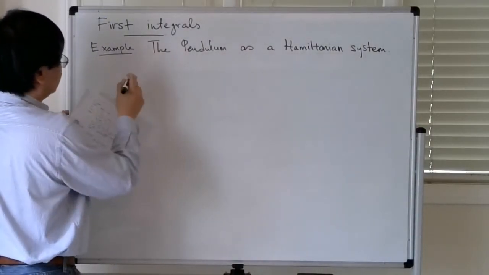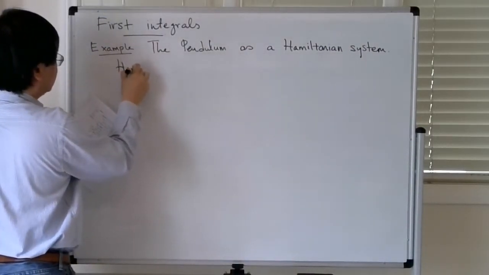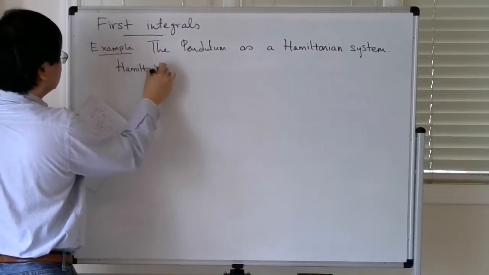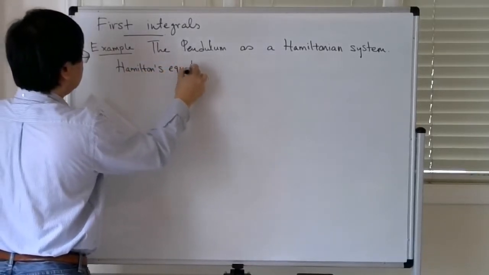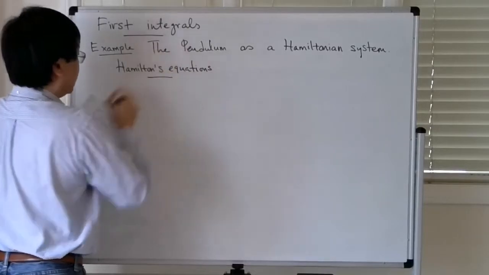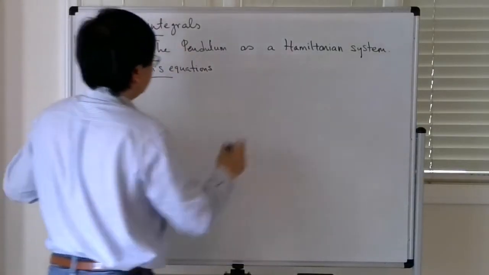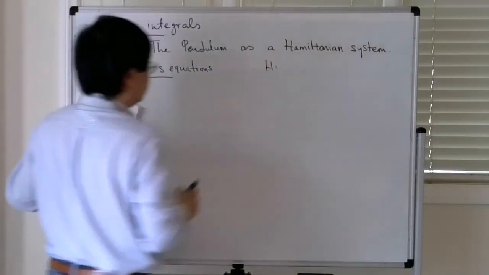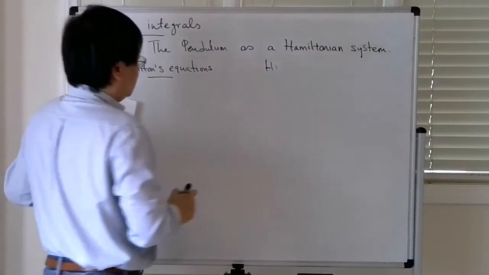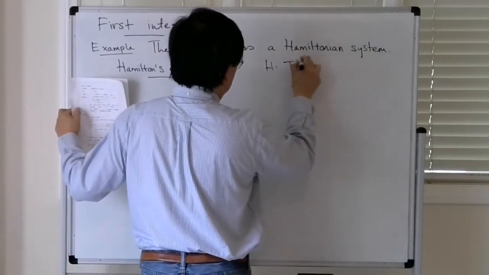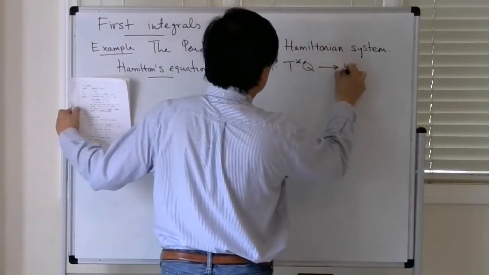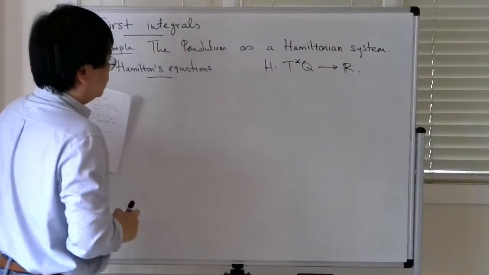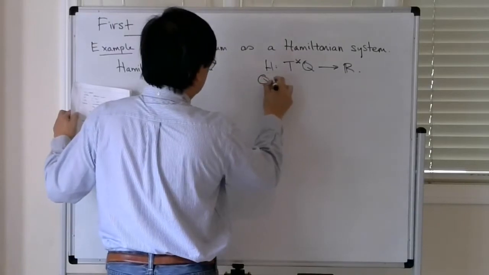So there are what are known as Hamilton's equations. And they're defined in terms of a Hamiltonian H, which generally is a scalar-valued function on what is called the cotangent bundle of a configuration manifold. Okay, so Q is a configuration manifold.